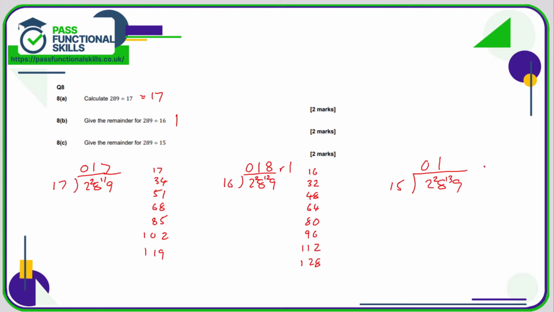So we're going to need to just write down our 15 times table. So 15, 30, 45, 60, 75, 90, 105, 120, 135, 150. So 135 is the nearest that is below 139, which is 1, 2, 3, 4, 5, 6, 7, 8, 9. 9 15s are 135, so that is a remainder of 4.